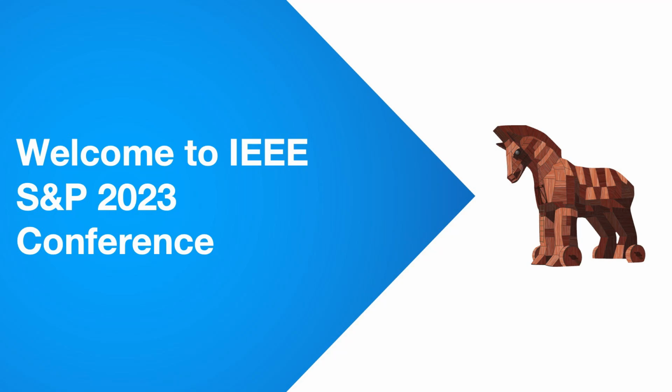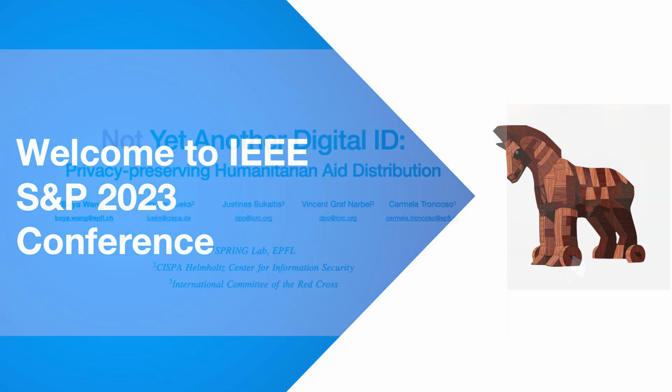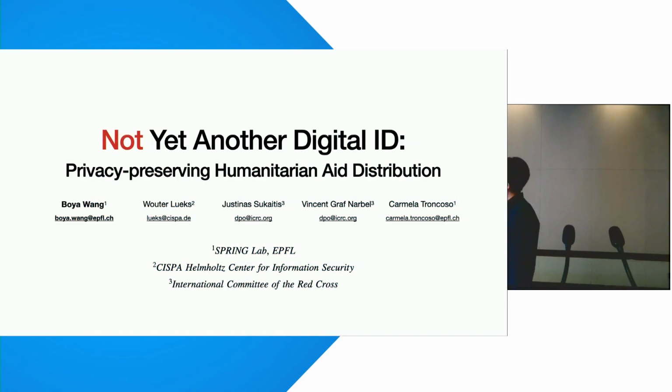The title of the paper is Not Yet Another Digital ID, Privacy Preserving Humanitarian Aid Distribution.